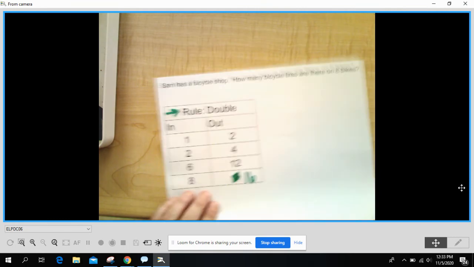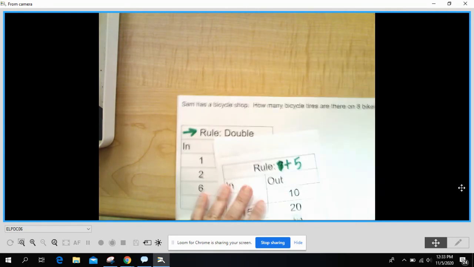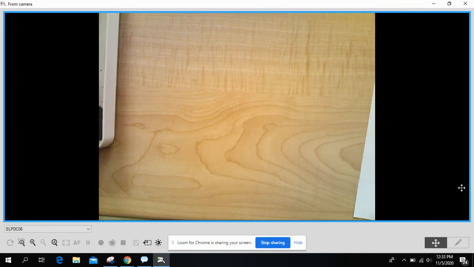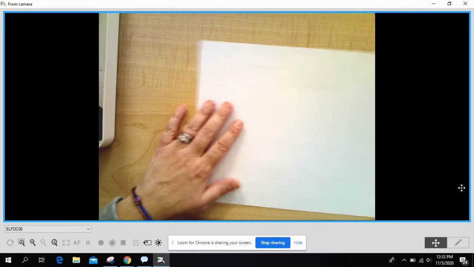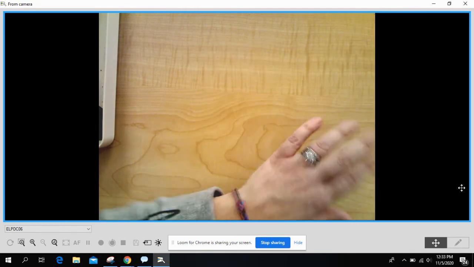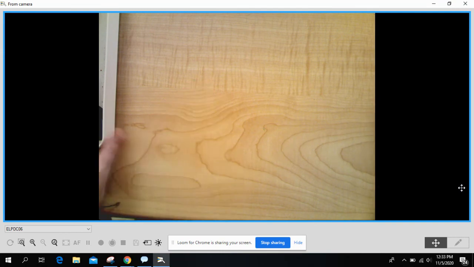We have one more thing to talk about with our growing patterns, and then I will sign off for today. So hang in there with me, all right, third grade? One last thing. In growing patterns, you might also see objects.